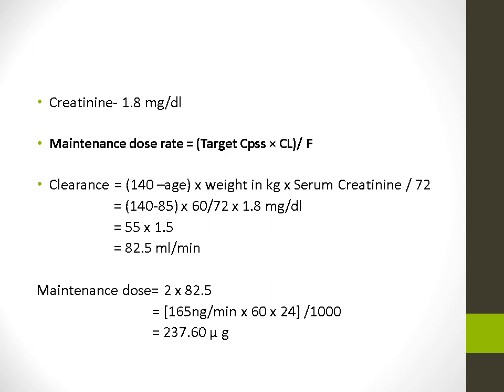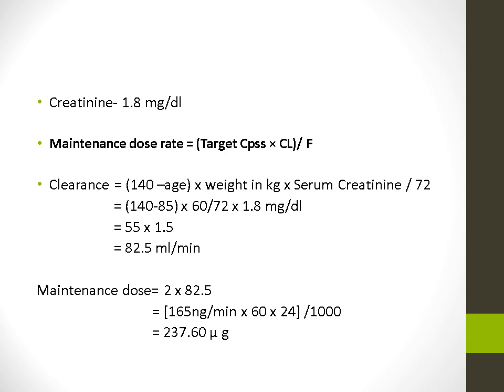Now, creatinine, how much have they given? 1.8 milligram per deciliter. I've already told you the formula for maintenance dose, which is the target plasma steady state concentration into clearance divided by the bioavailability. Now, what is the clearance for this patient? 140 minus the age into weight of the patient in kg, divided by 72 into serum creatinine. So 140 minus 85 into 60 by 72 into serum creatinine being 1.8 milligram per deciliter, which will come out to 82.5 milliliter per minute.